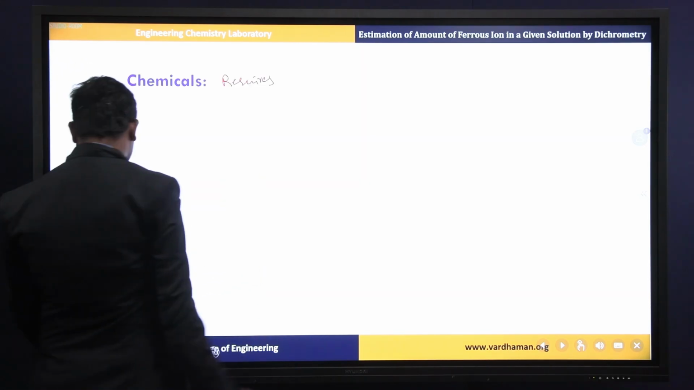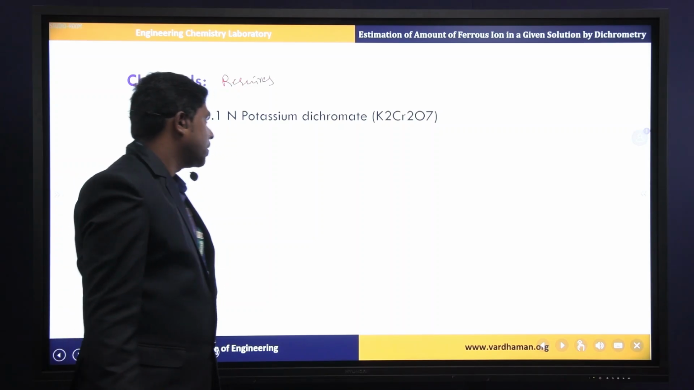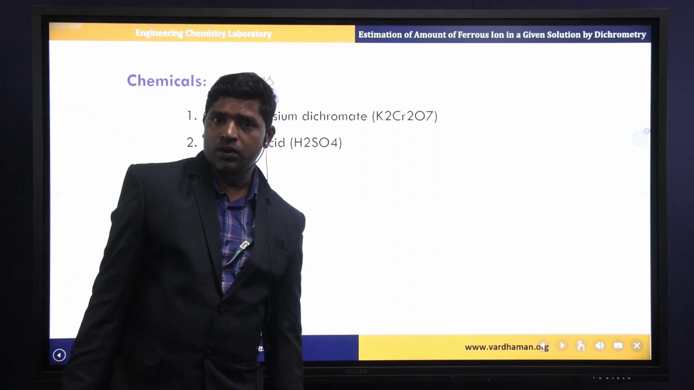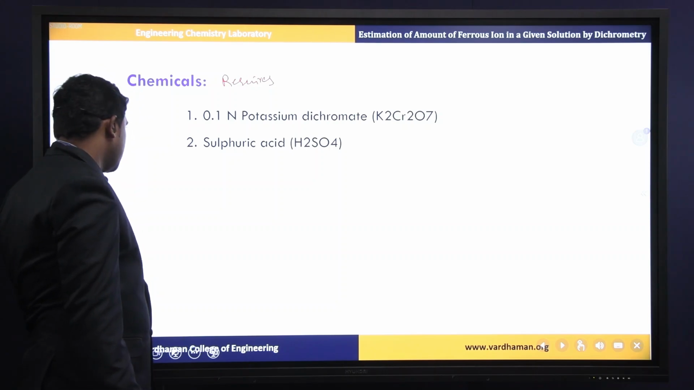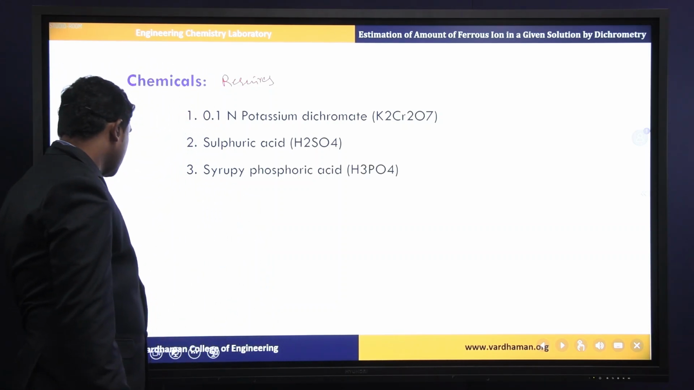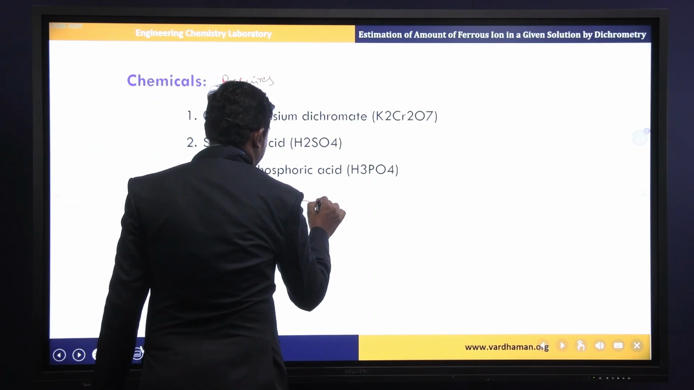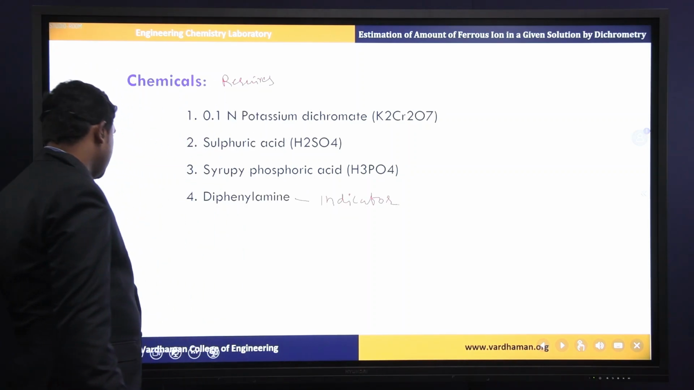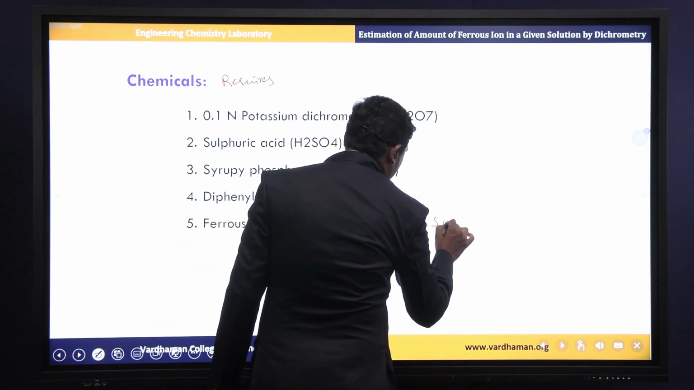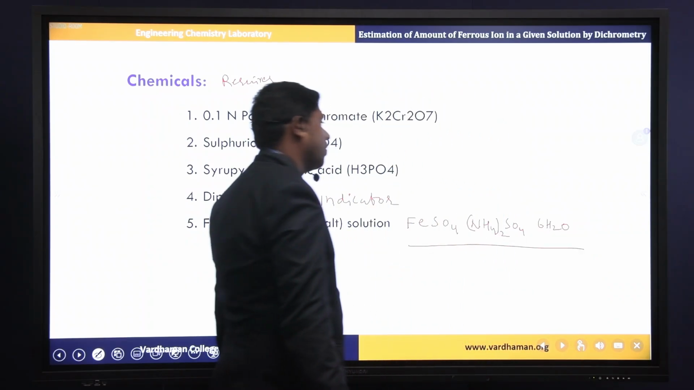Chemicals required: we require the 0.1 normality potassium dichromate solution, that is K2Cr2O7, sulfuric acid, that is H2SO4, and phosphoric acid, H3PO4, and diphenylamine, which acts as an indicator, and Mohr's salt solution. What is the formula of Mohr's salt? FeSO4 ammonium sulfate 6 moles of water. This is the formula of Mohr's salt.